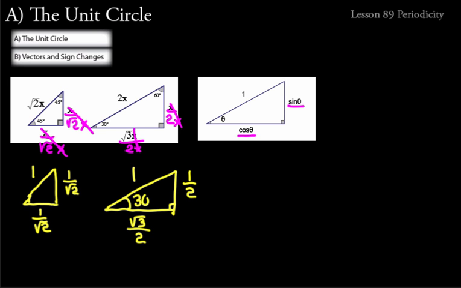So here's your 30-degree angle there. That opposite side, sine of 30 does equal 1/2, and cosine of 30 does equal the square root of 3 over 2.